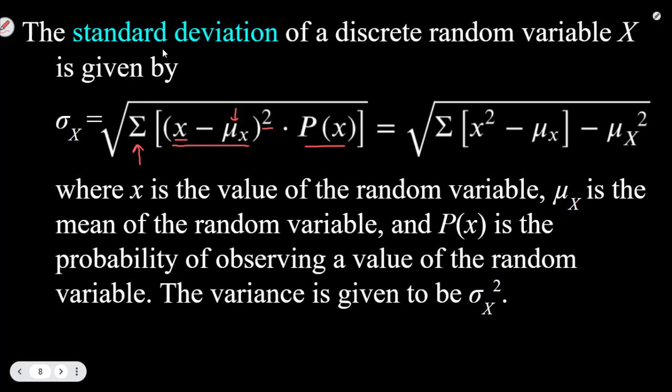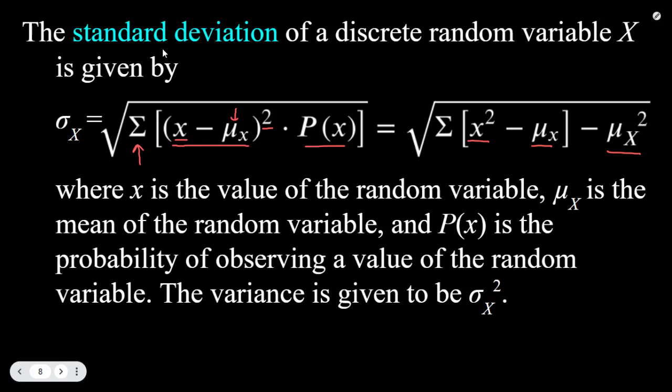An alternate option here is to take each of the x values and square them, multiply by their probabilities, then subtract the mean of the whole group squared, and then take the square root of that answer. So there are a couple different formulas. They each work. They both basically do the same thing. They're just set up a little bit differently.